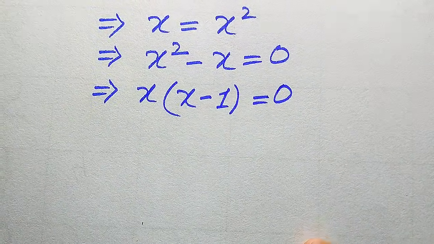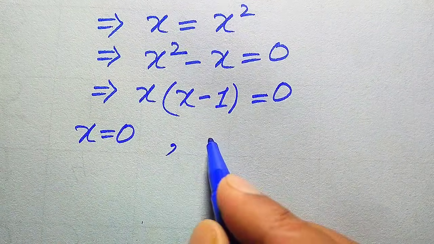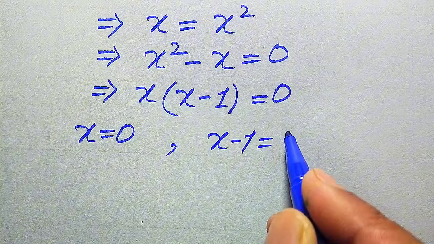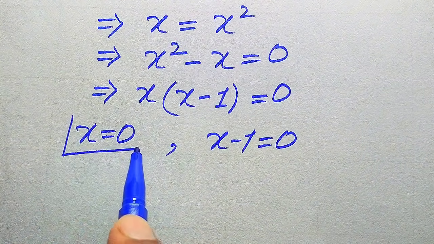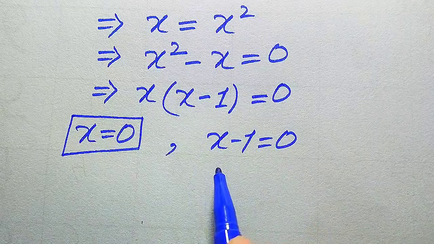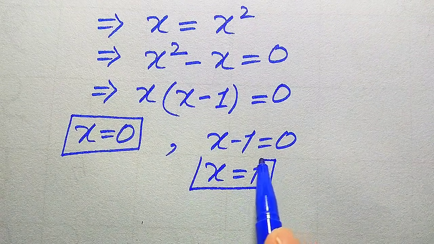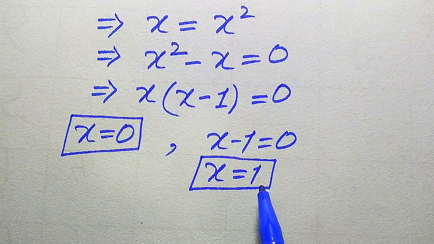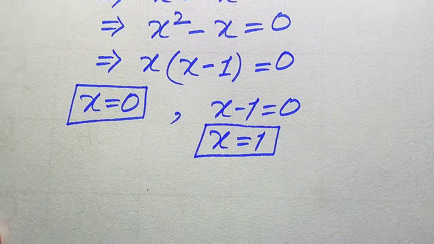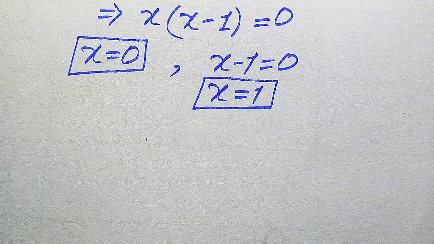And now we divide this equation into two cases. The first case is x equals 0, and the second case is x minus 1 equals 0. So this is the first root of the given equation. From here we get the value of x equals plus 1. This is minus 1; when we move it to the right hand side it becomes plus 1. So this is the second root of the given equation. These are the two roots which we get from the first method.